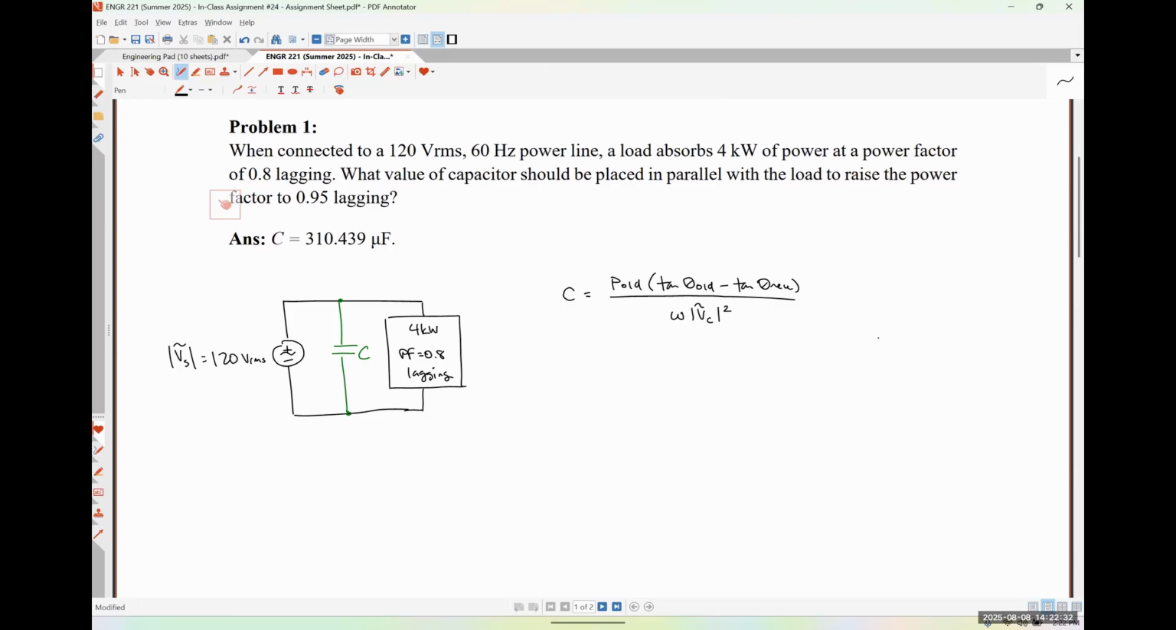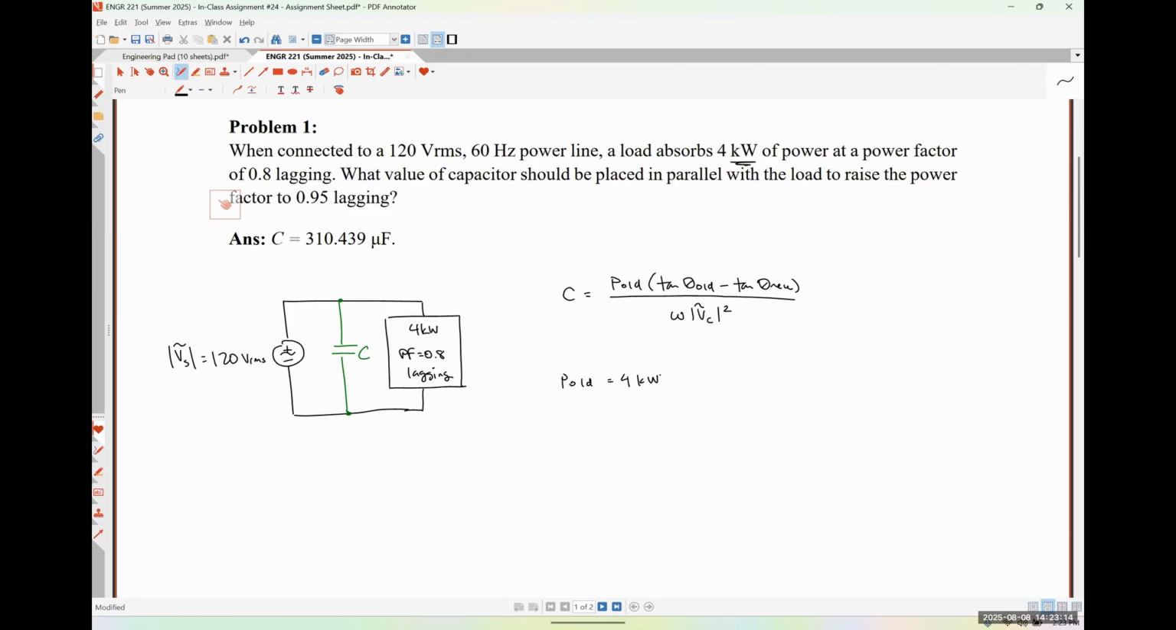So I agree, but how do we know that we were given P old? It tells us that the load absorbs 4 kilowatts of power. Right, and kilowatts is the units of average power, right? So we might have been told that our load absorbs 4 kilovolt amperes, in which case we would have been given apparent power, okay? So we do very much need to pay attention to those units. So kilowatts right here tells us that we're dealing with average power. So we know that P old is 4 kilowatts.